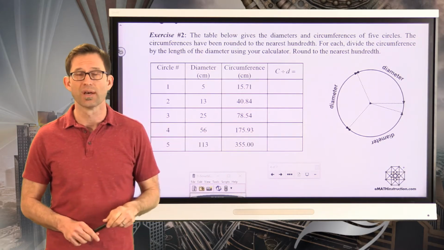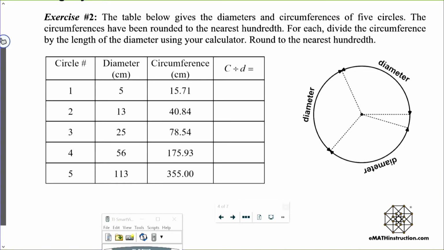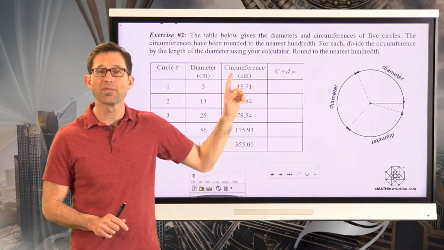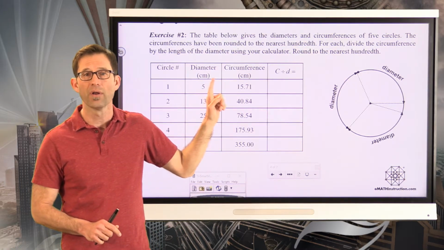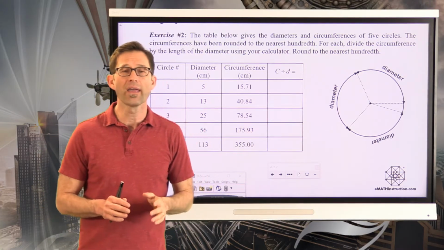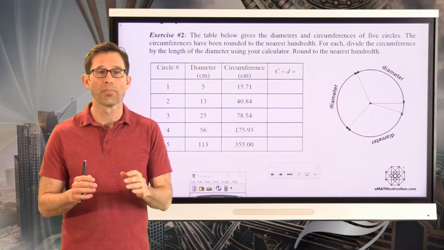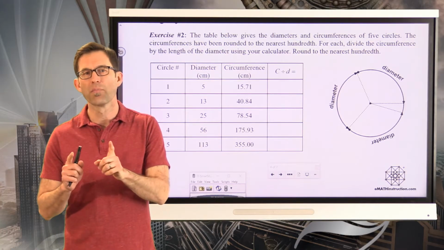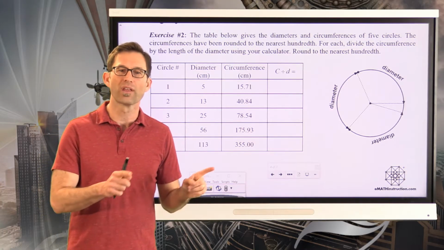So let's take a look at exercise number 2. The table below gives the diameters and circumferences for 5 circles. The circumferences have been rounded to the nearest hundredth. For each, divide the circumference by the length of the diameter using your calculator, round to the nearest hundredth. And again, let's just be very clear about what you're doing. When you take the circumference and divide it by the diameter and put down the number here rounded to the nearest hundredth, you're finding out how many diameters fit into the circumference, or better yet, how much we would have to multiply the diameter by in order to get the circumference.